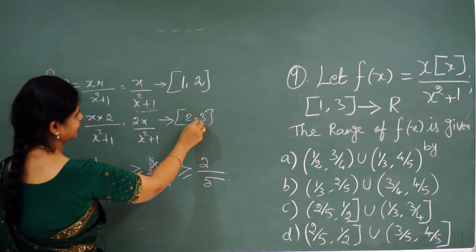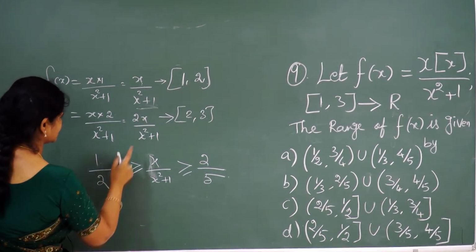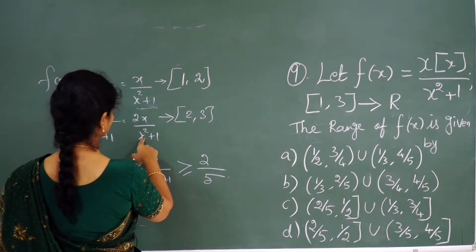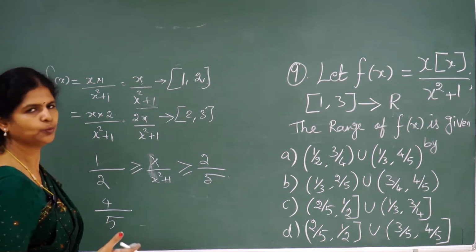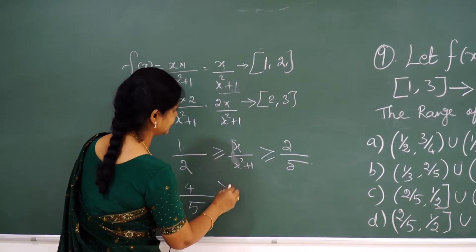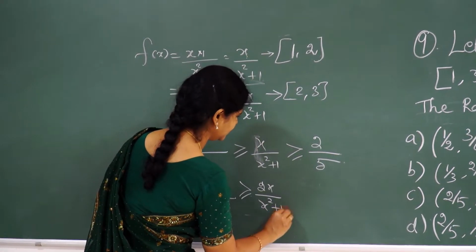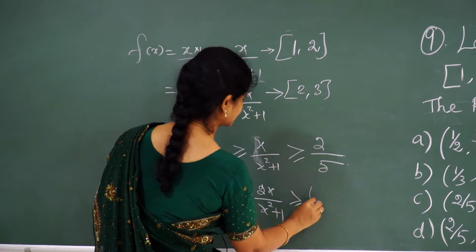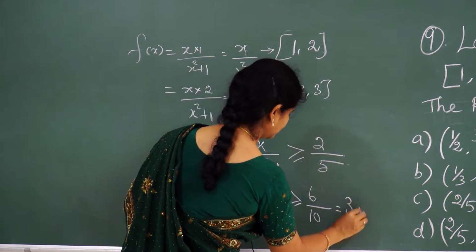For the second interval 2 to 3, find out the value. First substitute 2 here. Substitute 2 into 2, 4 divided by 4 plus 1, 5. Again it is a decreasing function, numerator is less than the denominator. So you get 2x by x square plus 1 greater than or equal to, just substitute 3, 2 into 3, 6, 6 by 9 plus 1, 10, that is nothing but 3 by 5.